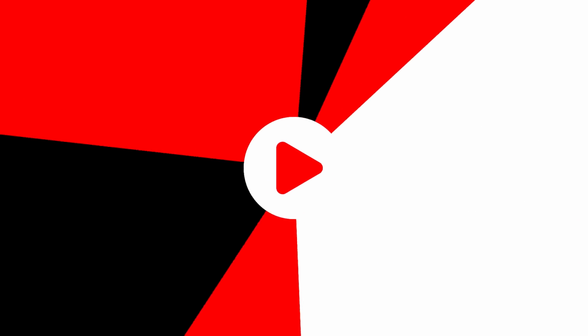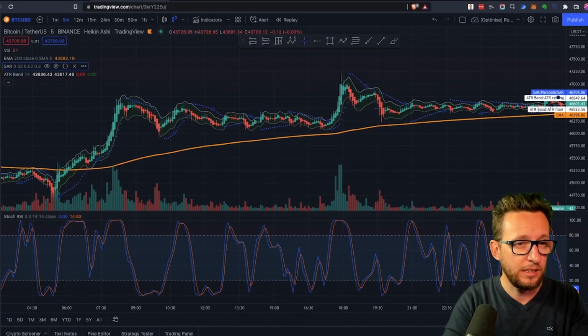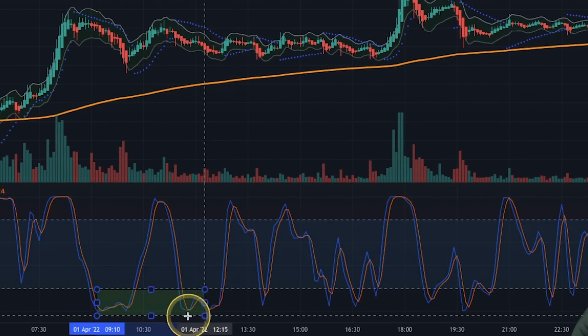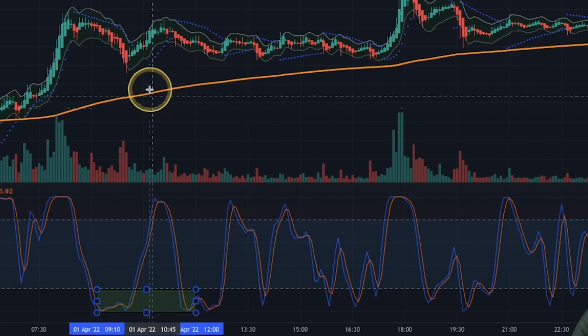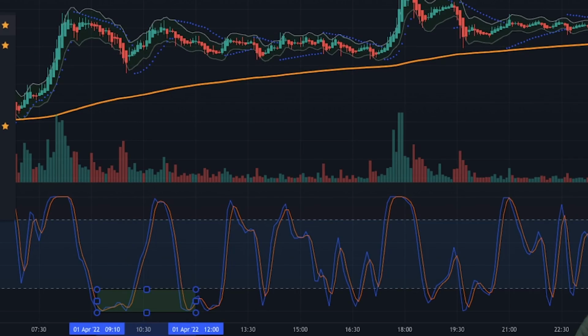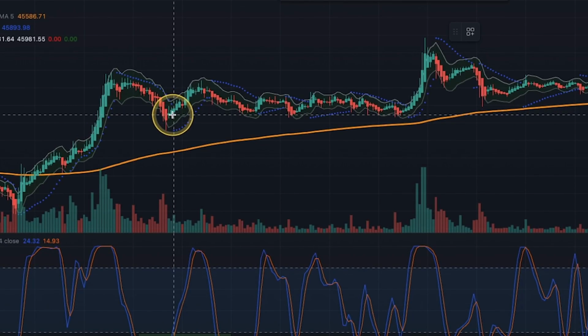Right, okay, let's go and see if we can find a long. Okay, so we have price over the 200 EMA. We have the stochastic RSI in the oversold area, crossing over just here. We have the Parabolic SAR below price action. So let's add a long in here. This would have been roughly, yeah, this would have happened.